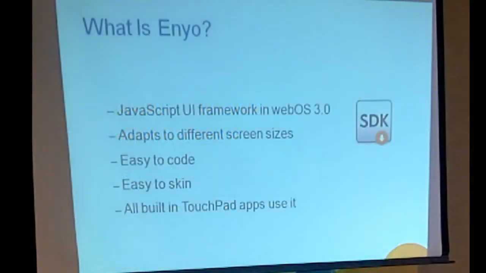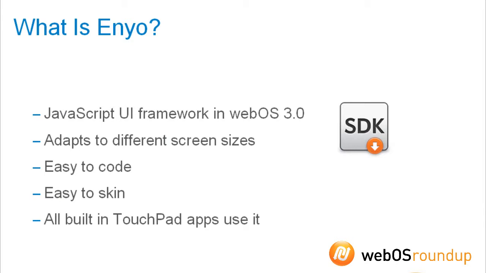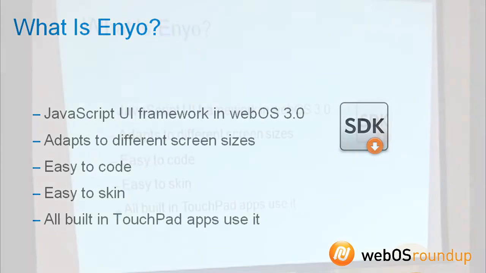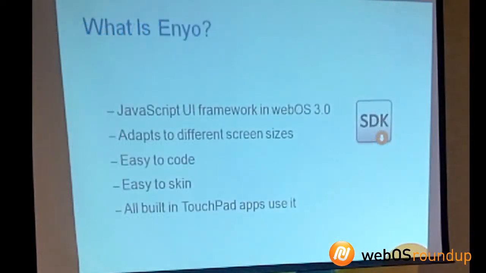So what is Enyo? Enyo is actually a JavaScript UI framework. What that means is you develop in JavaScript and use its structure, events, methods, and tools for displaying or writing the UI, what you see in your app and how it interacts with everything on the device. It adapts to different screen sizes.